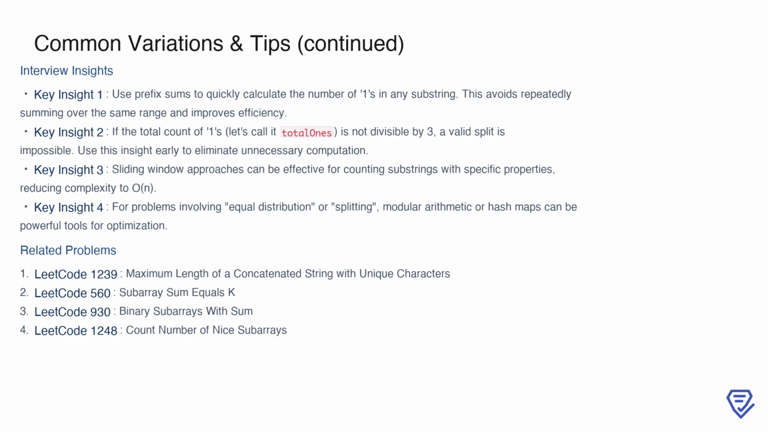Sliding window techniques are also highly effective, as they enable you to count substrings with specific properties in O(n) time. Additionally, for problems involving equal distribution or splitting, tools like modular arithmetic or hash maps can be incredibly powerful for optimization. Finally, it's worth noting that similar logic applies to related problems, such as LeetCode 1239, 560, 930, and 1248. These problems also involve counting specific patterns or distributions, so practicing them can help you recognize patterns and refine your approach to this type of challenge.